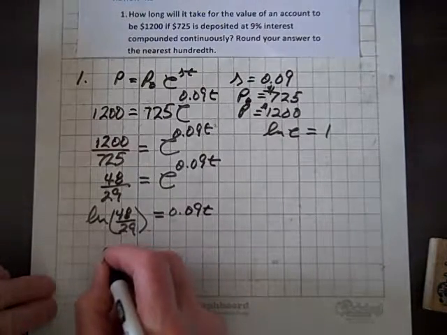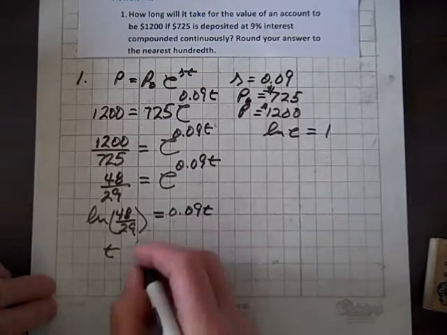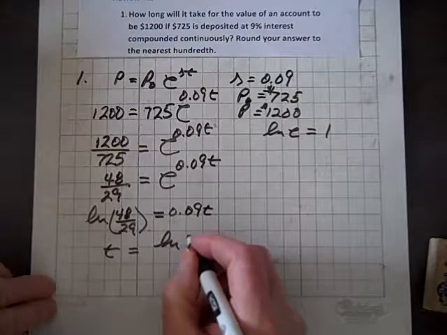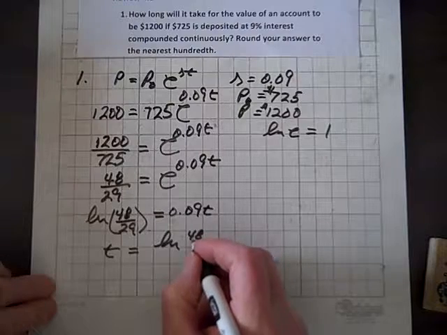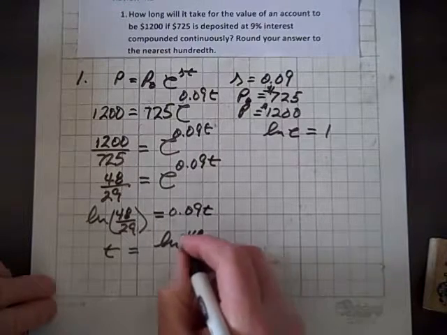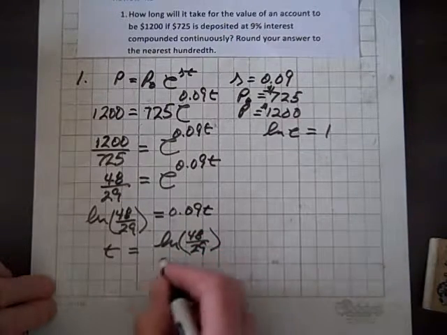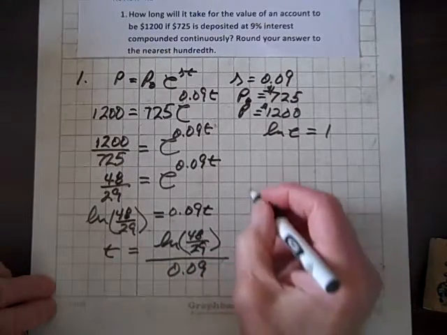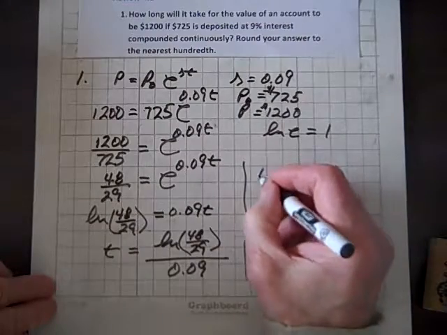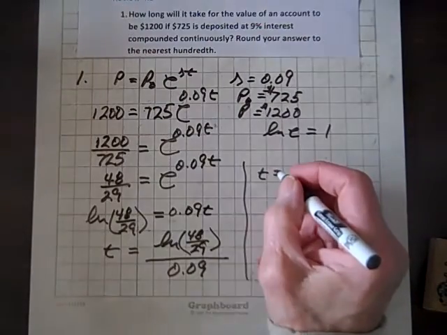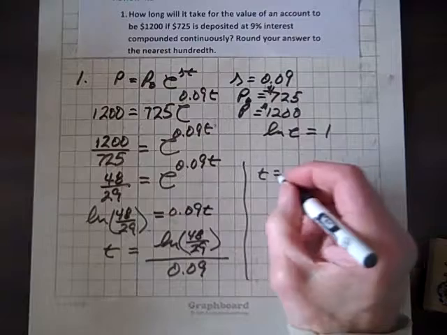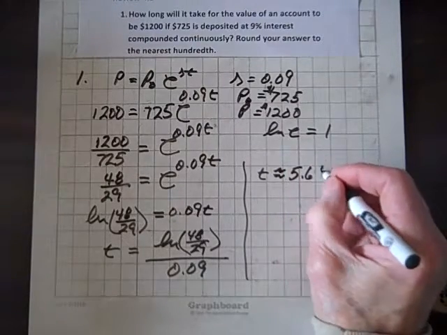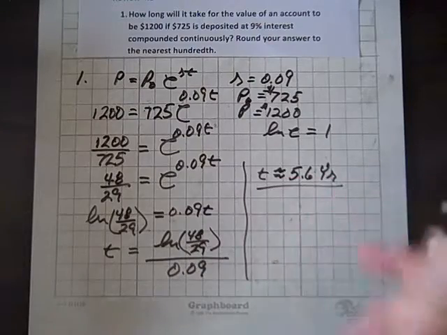So we have ln of e times this, but that's just 1 times that. So solving for t, we'll divide both sides by 0.09, and we get ln of 48 over 29, need parentheses there, divided by 0.09. And when we enter that into the calculator, we get approximately 5.6 years. And we're done with that one.